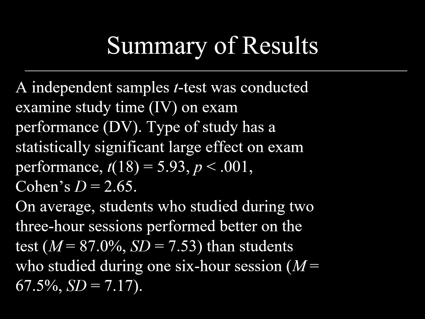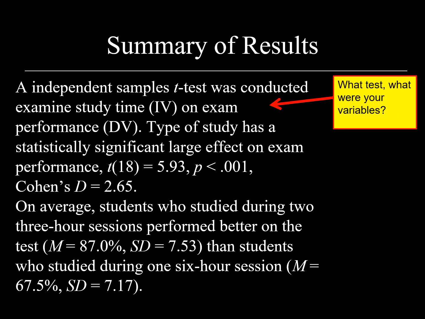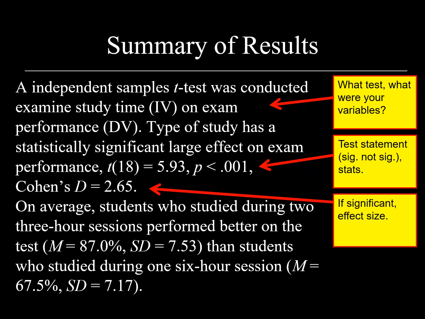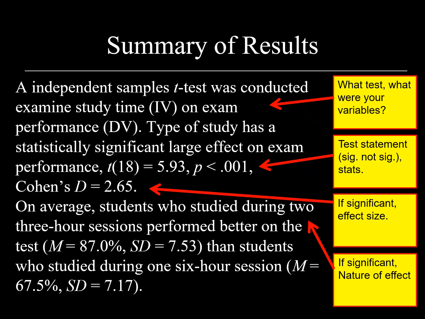So let's just take that apart. This is the exact same information. I just want to make clear what we're actually presenting here. First, we're telling people what the test was and what our variables were. Second, we're actually giving them the test statement. So basically, was it significant, was it not significant, and what are the stats? If significant, we're including the effect size. And then, if significant, we're talking about the nature of the effect.